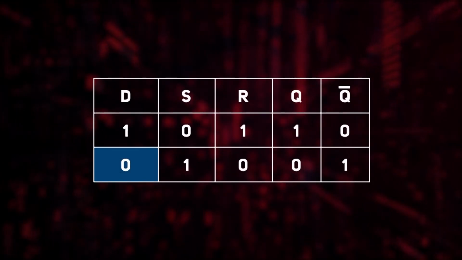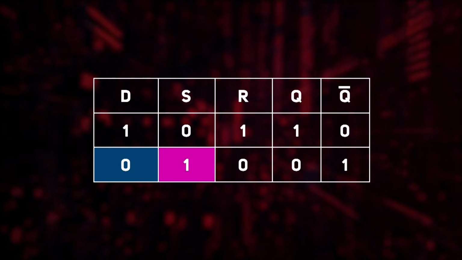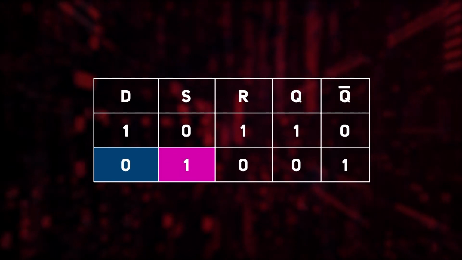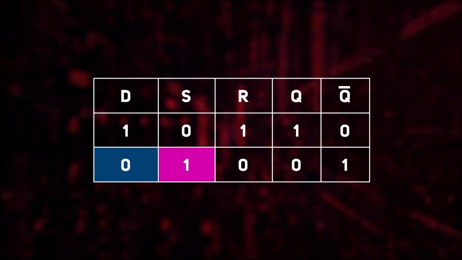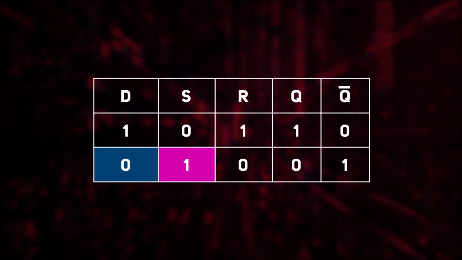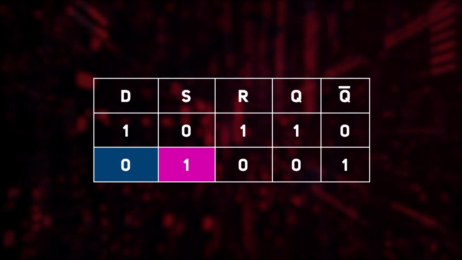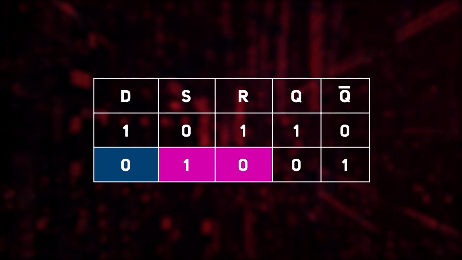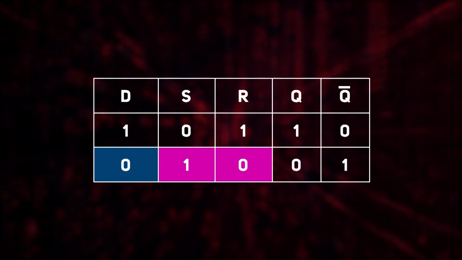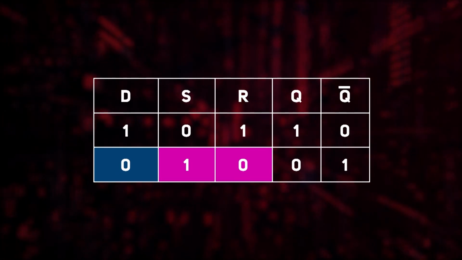Now, set D as 0, what happens to S and R? When D equal to 0, the input S will have the complemented value of D, because S and R will have the value of D itself. That is, when D equal to 0, S becomes 1 and R becomes 0. Now, what happens to the SR latch when S equal to 1 and R equal to 0?